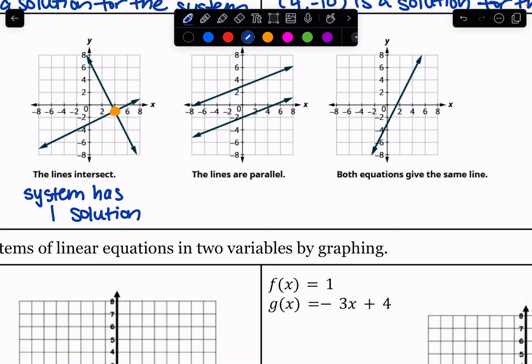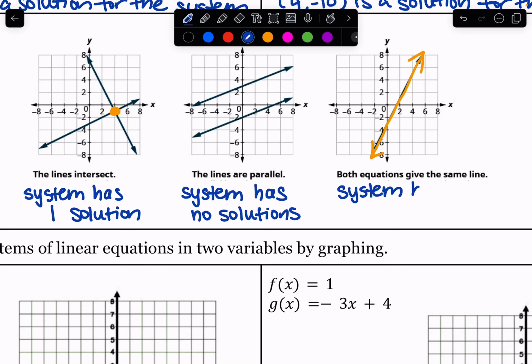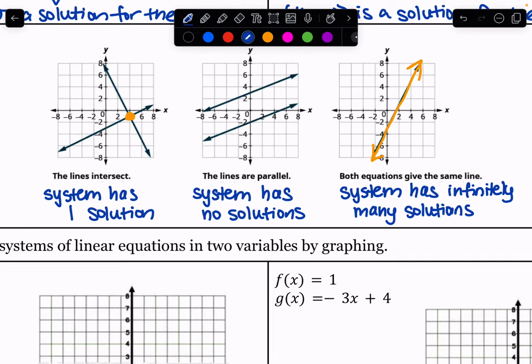If the lines are parallel, you notice they never cross. That means that the system has no solutions. So they never cross. And then the last one, both equations are the same line. So say you graphed the first one, you graphed the second one, and you get the same line. So that means that it crosses in every single place. So that means that the system has infinitely many solutions, meaning that every single point on that line will work.